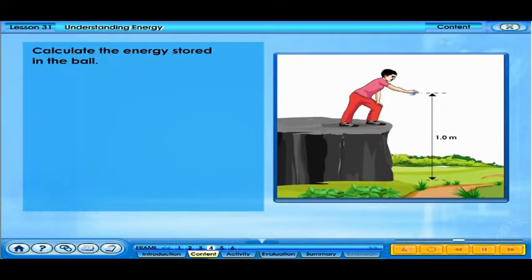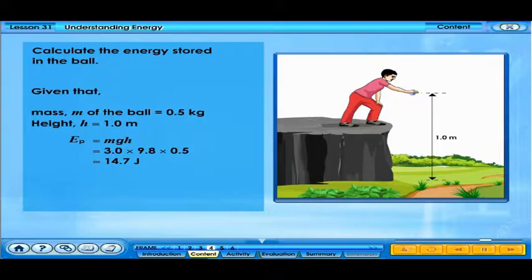If the mass of the ball is 0.5 kilograms, and if it's lifted by a height h equals 1.0 meters, calculate the energy stored in the ball as the gravitational potential energy. The gravitational potential energy of the ball is the work done by the boy in holding the ball against gravity, which is calculated using the formula mgh. 4.9 joule of energy is required to lift the ball of mass 0.5 kilograms to a height of 1.0 meters.